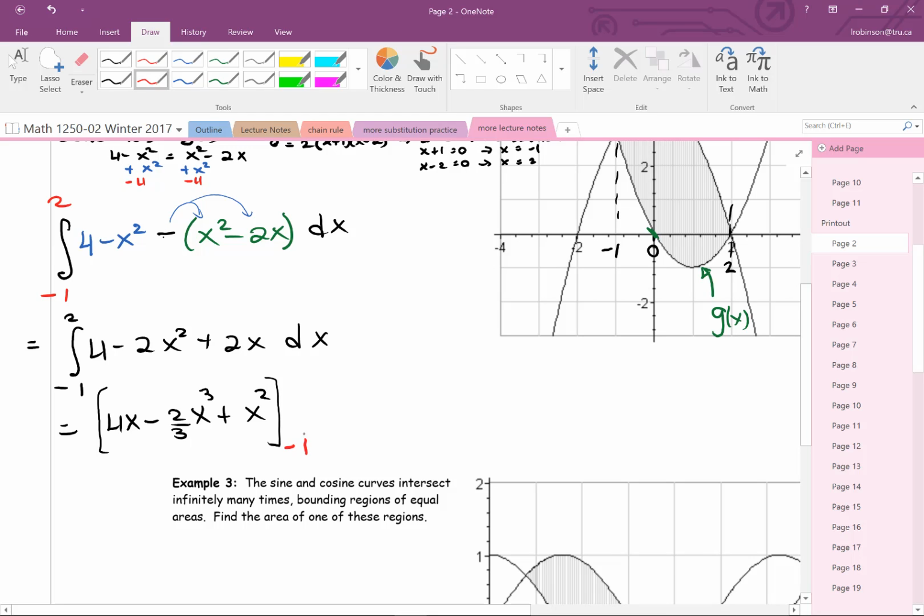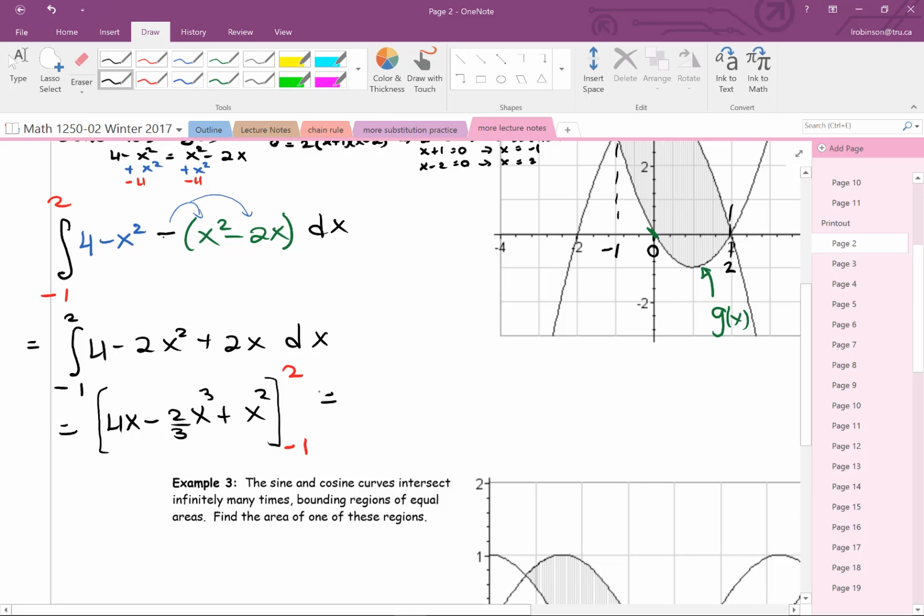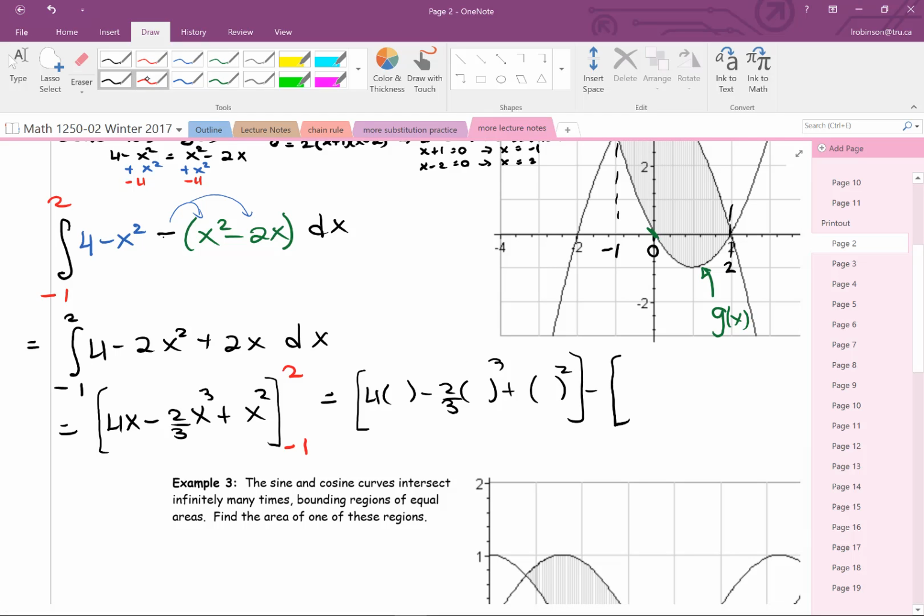Sometimes the hardest part of doing these is the fiddly part at the end where you have to evaluate it. I mean, this one's not too bad, but it can get pretty weird. That's the antiderivative at 2 minus the antiderivative at minus 1.